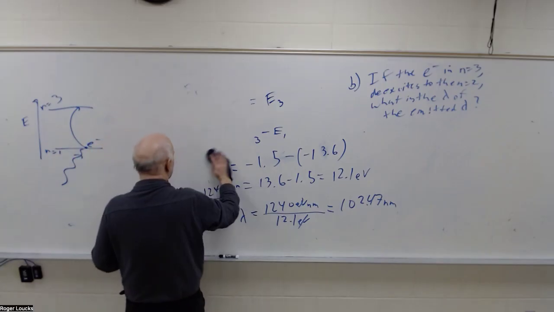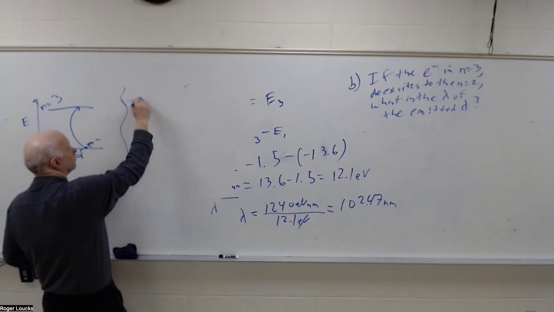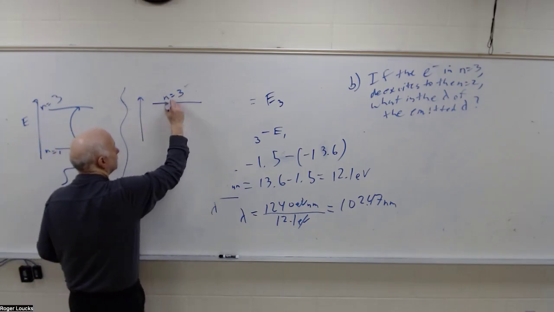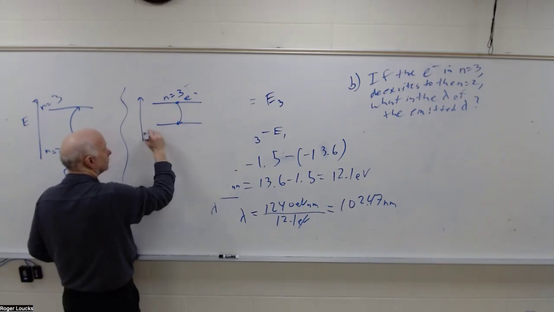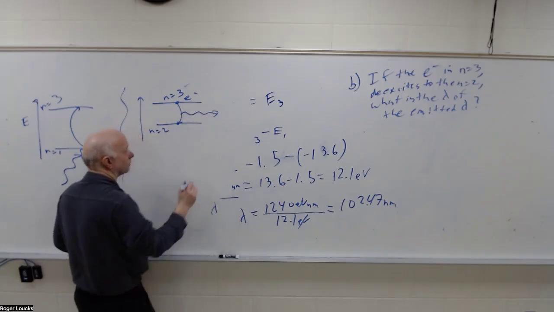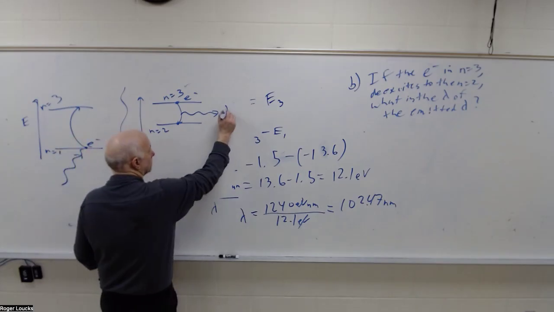Okay, so what's that picture here? Here's our n equals 3. That electron is now going to go to the n equals 2 state, and that process emits a photon. The question is, what is the lambda of this?